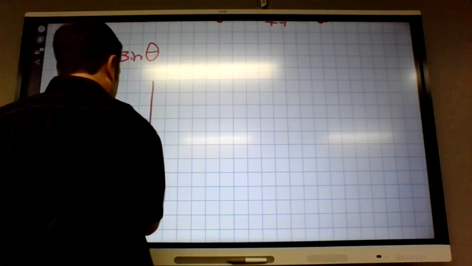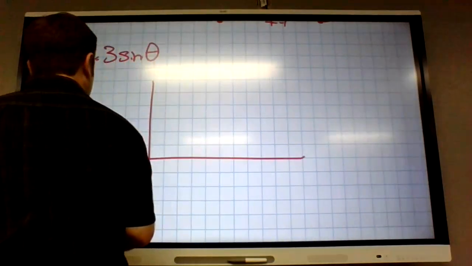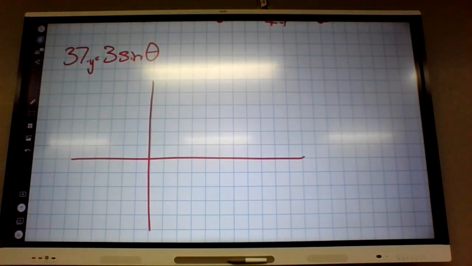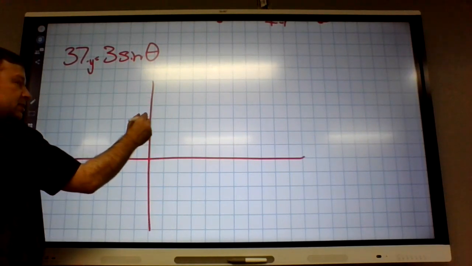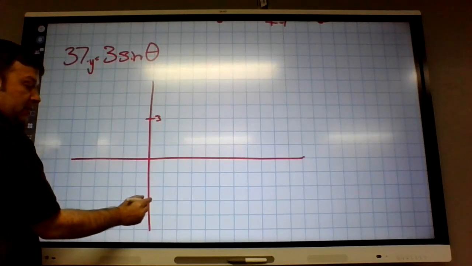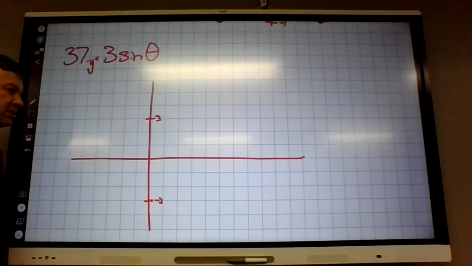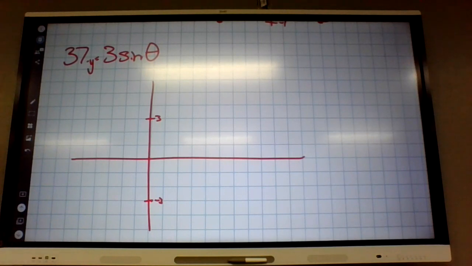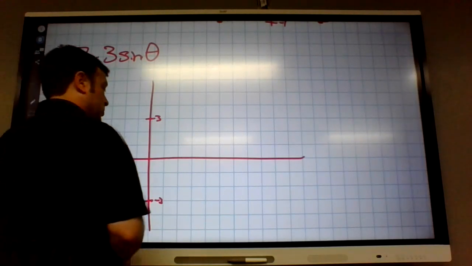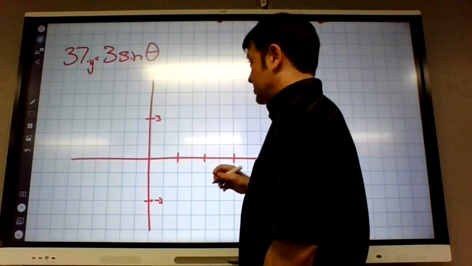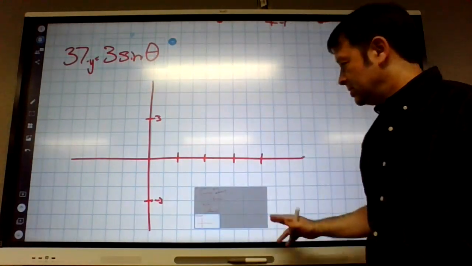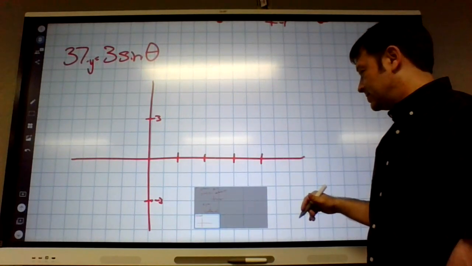So what is the 3 going to do to the graph? Makes the amplitude 3. That means it goes up 3 and down 3 from the middle. Since I'm just counting by ones here, you wouldn't really have to label it. What's the period going to be? 2 pi, because there is no number in front of the theta. They're using theta instead of x this time.